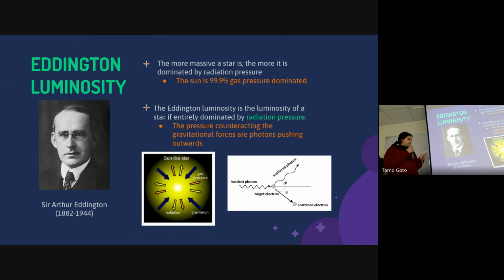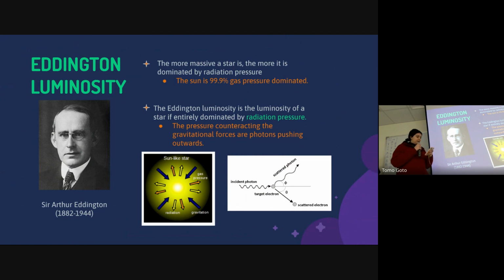So when we talk about the luminosity of a star which is completely dominated by radiation, this is what we denote as Eddington luminosity. In this case, if we look at the diagram, we can see that as gravity is trying to compress the star, the pressure that is pushing outwards and balancing it is basically just photons. And if we pay more attention to this incident, when a photon interacts with an electron, it will scatter off, but it will also create some momentum in the electron, and the proton will follow it because they have an electric attraction.